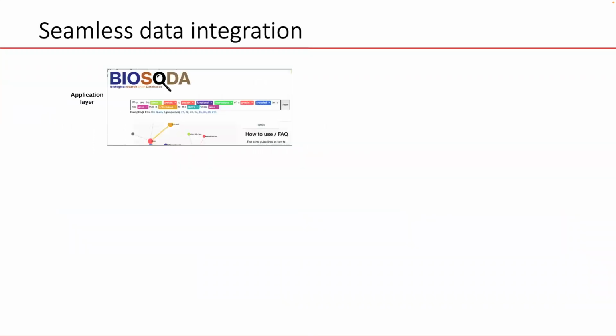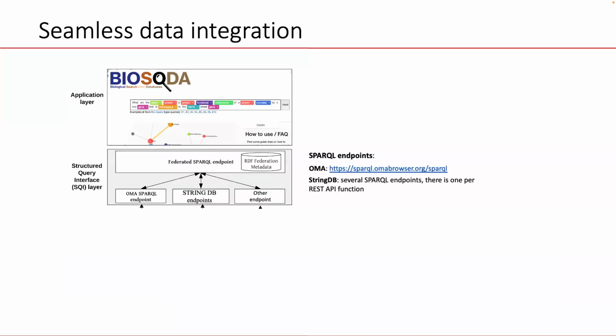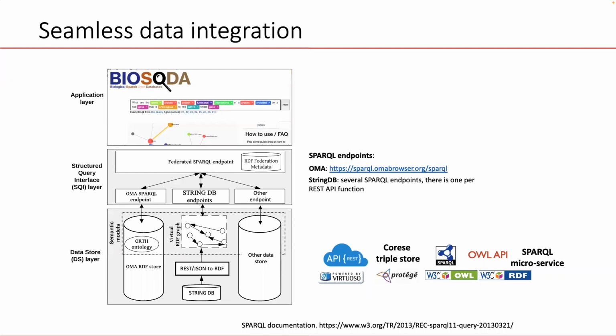In the federated data integration architecture that we developed, essentially, we have this application layer that can be a keyword search engine, such as BioSODA, that can be built over the integrated data sources. The integration indeed happens through the structured query interface layer that contains the different SPARQL endpoints of the different sources. It's here that the way that you access the data is homogenized, and also where the data is combined at query execution time.